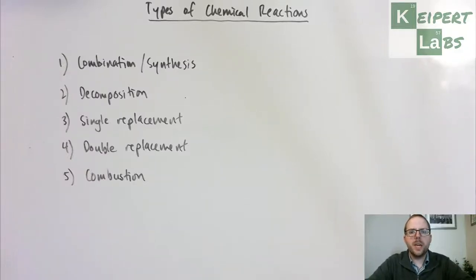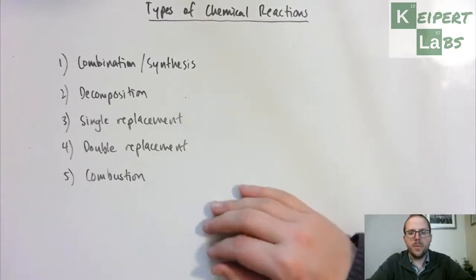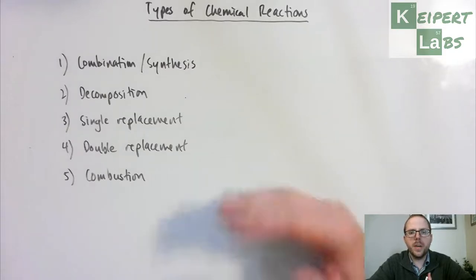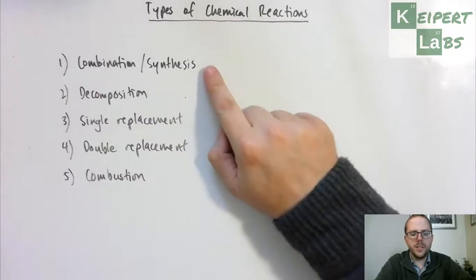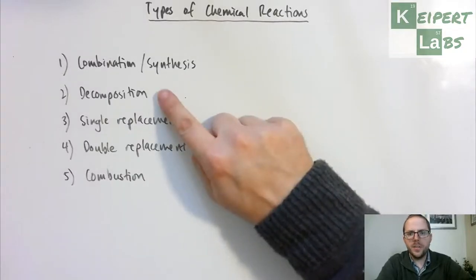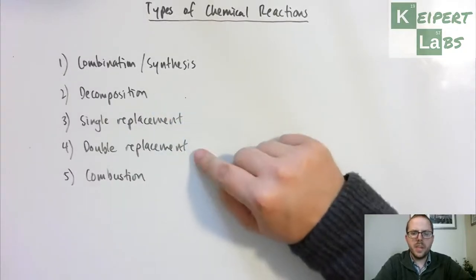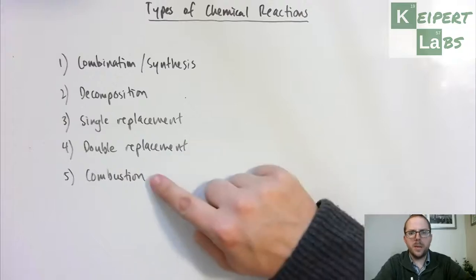In today's video we're going to be discussing the 5 main types of chemical reactions that we come across in chemistry. We've got the overview that you can see here, and I'll outline them in a second, and then we're going to go through each one in turn with an example. So we have combination or synthesis reactions, decomposition reactions, single replacement, double replacement, and then combustion.